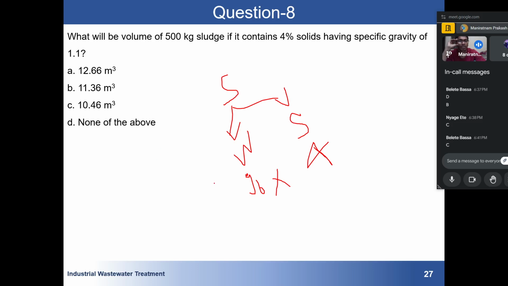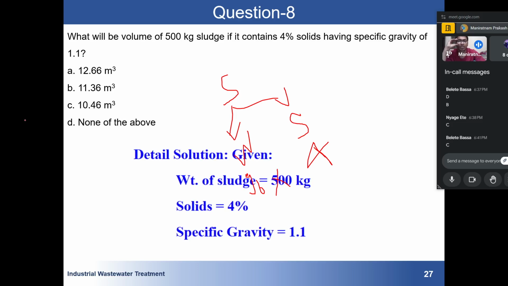Remember, density of solid is given. If the density of the sludge had been given, then we could have directly divided 500 by the given density to find the answer. But as it is the density of solid, we have to multiply this 4% with this density, and then convert. If you look into the solution, these are the given things: weight of the sludge is 500 kg, solid percentage is 4%, and specific gravity is 1.1.